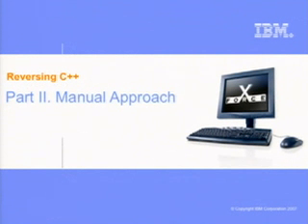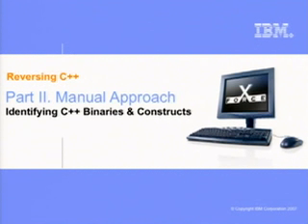First, we're going to discuss the manual approach, and then we're going to discuss how to automate the tedious tasks related to this activity. So the first thing you'll need to do is to identify if the binary is a C++ compiled binary.